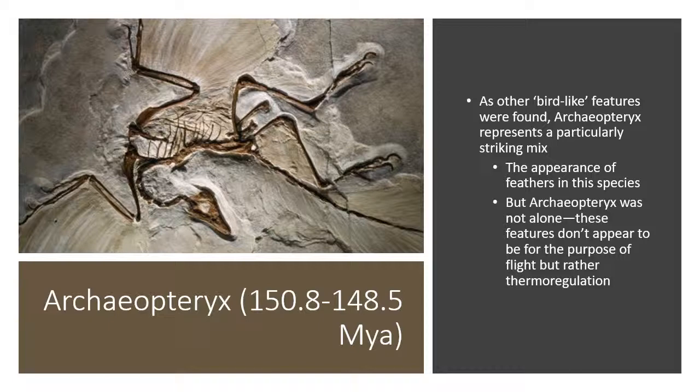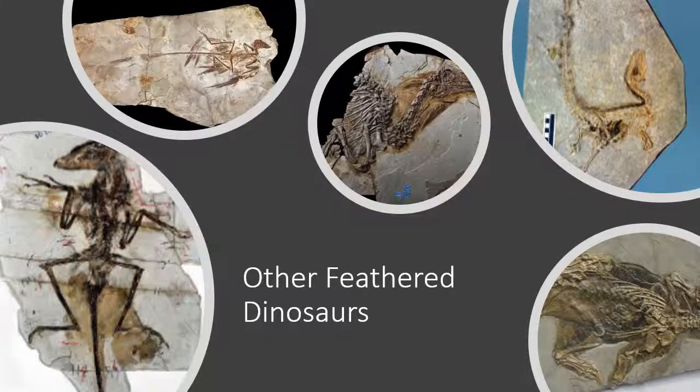Here's an interesting thing, where we began to see more bird-like features coming, and Archaeopteryx is one of the first and has a particularly striking mix. The appearance of feathers was one of the most significant things that is notable in this particular specimen. But an interesting thing about these feathers, they don't appear to be for the purpose of flight, but for regulating body heat. And here's a bunch of other feathered dinosaurs that we now have.